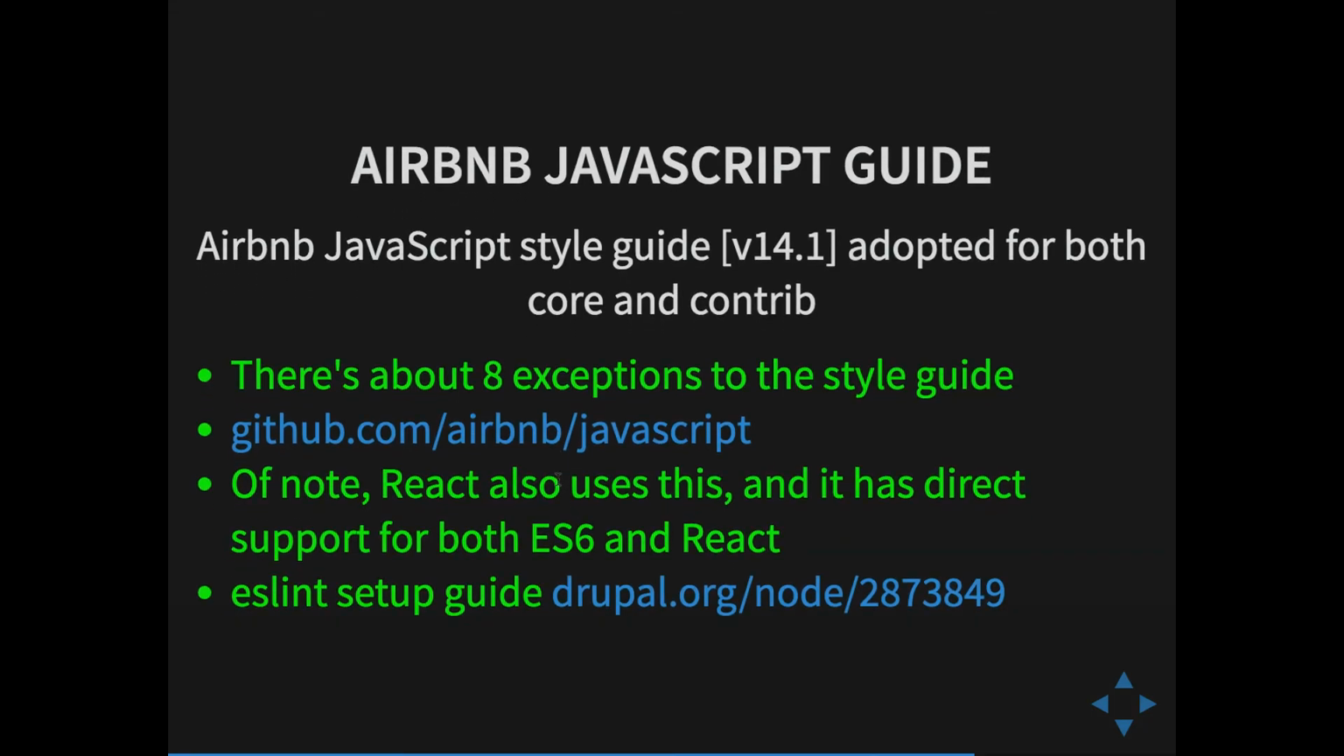Big change is we've now adopted the Airbnb JavaScript style guide. Everybody knows what a style guide is? Cool. It basically tells you when you should indent and when you should use spaces and capitalization and braces and whatnot. So it's really nice that we now have one. There are a number of style guides that are widely used. This is one of them. It's perfectly fine. Drupal made like 8 exceptions to the style guide.